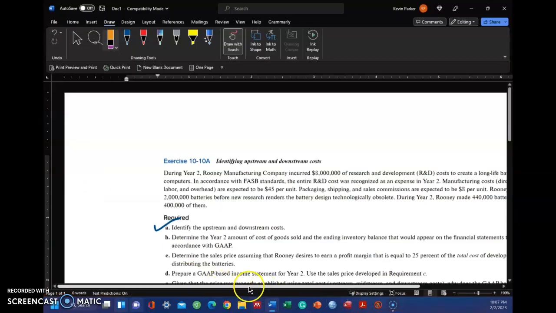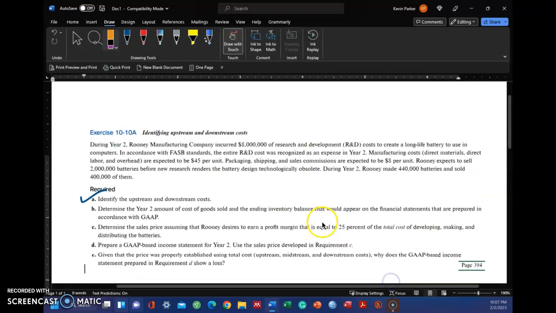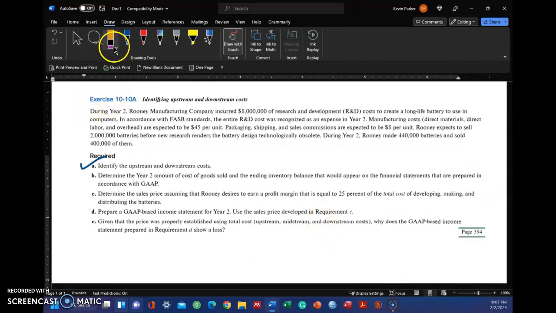Hey, in this problem, we're going to work exercise 10-10A. If you haven't already, please read this part right here. It's the problem. It's also found in your book. Okay, so I assume you read the problem.